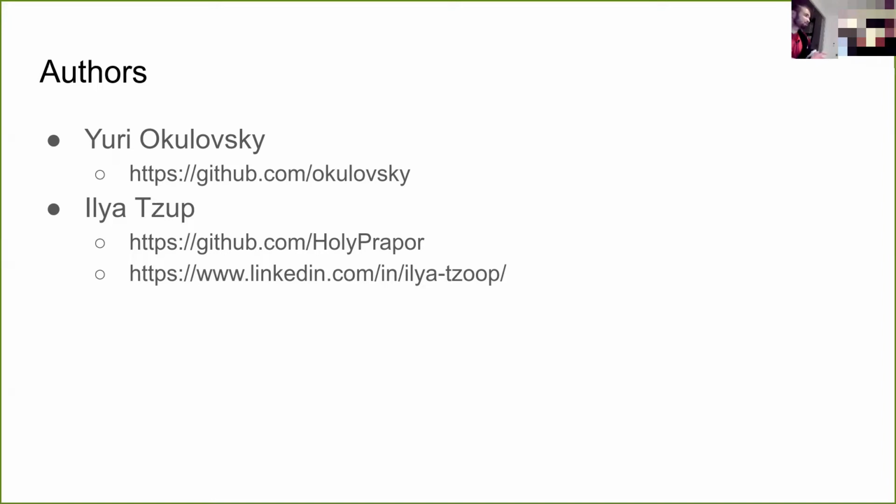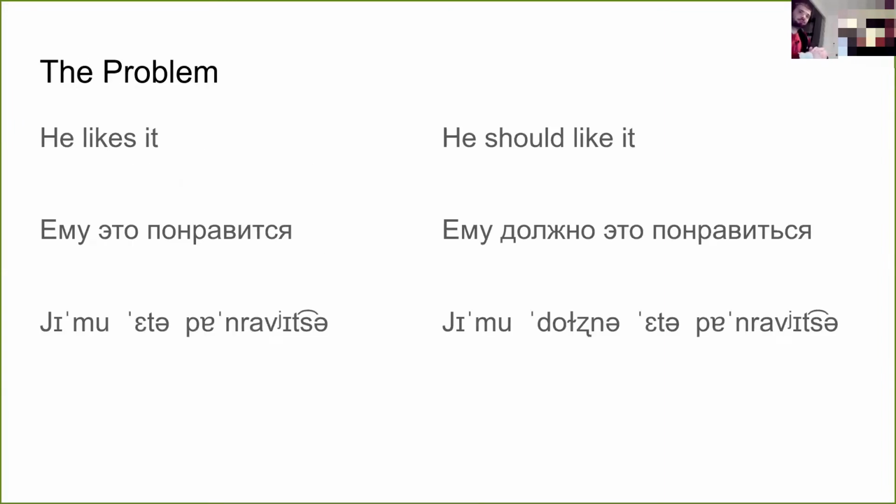And what was the issue? What was the error we were trying to correct? Basically the problem was very alike to the English language in these two sentences. The first sentence is "he likes it", and this is a finite form of the verb like, and it has an ending s. But if you change this sentence into "he should like it", then like is already an infinitive form of the verb, and as such it doesn't have s in the end of it.